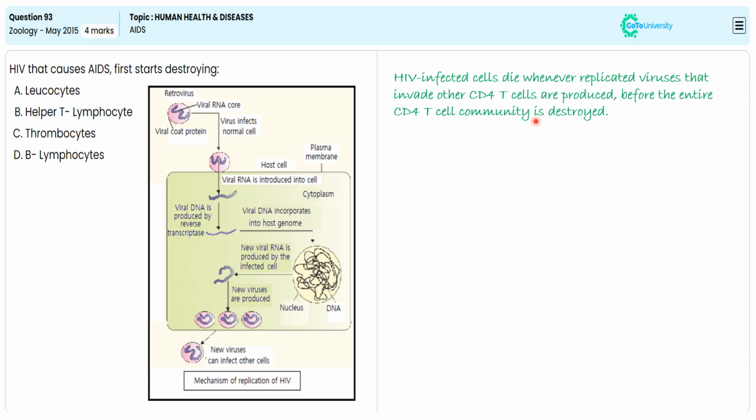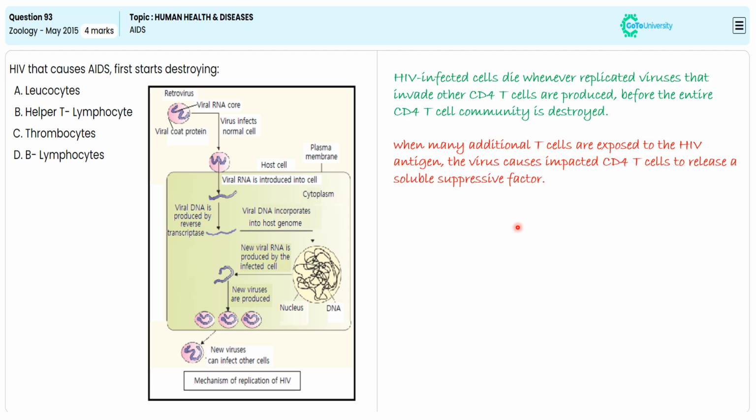When many additional T cells are exposed to the HIV antigen, the virus causes the impacted CD4 T cell to release soluble suppressive factor. HIV may prevent major histocompatibility complex gene transcription, impeding the identification and elimination of infected CD4 T lymphocytes and shielding them from any residual immune response.